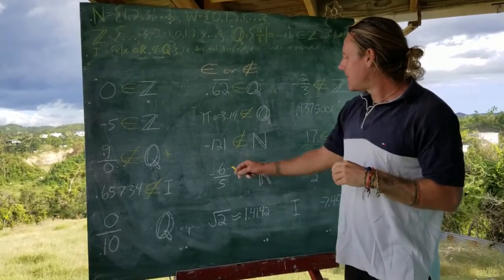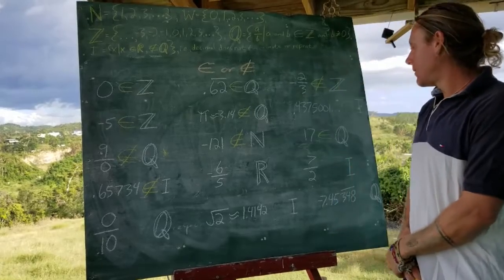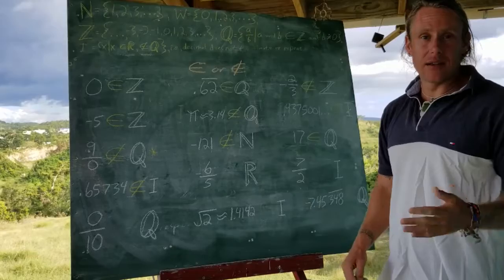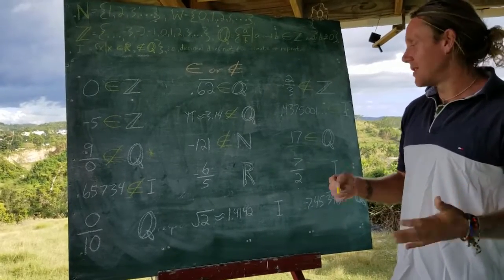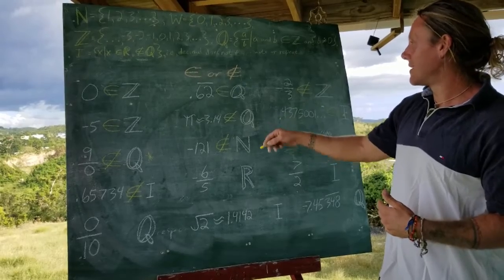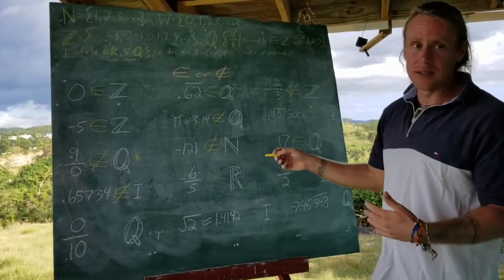Okay, how about -6/5. Is that an element of the real numbers? Well, this was kind of a gimme, being that we've talked about every set that we're dealing with as a subset of the reals. So if this number is an element of any of these sets, of course it's an element of the reals.